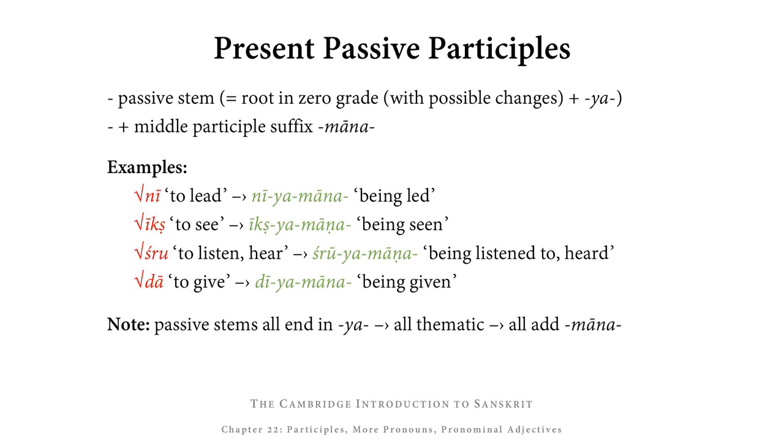Iksh, to see, we get ikshyamana, being seen. Shru, to listen or to hear, shruyamana, being listened to or heard. From da, to give, diyamana, being given, and so on. Notice that passive stems all end in ya, which ends in the thematic vowel a, so all passive stems are thematic, and therefore all of them add mana. None add ana. That is something that you find solely in the middle participle, not in the passive.